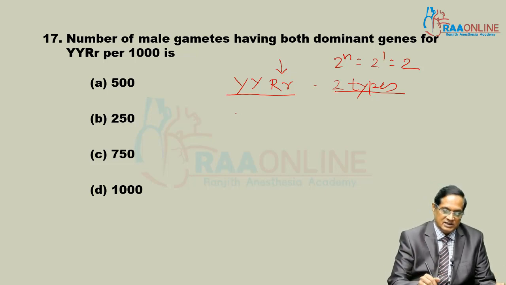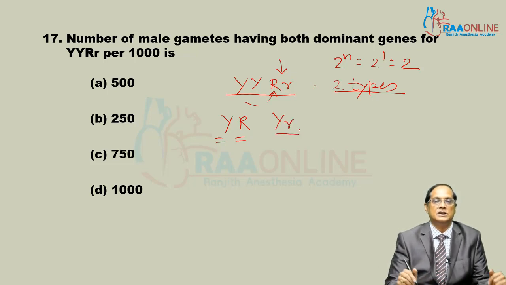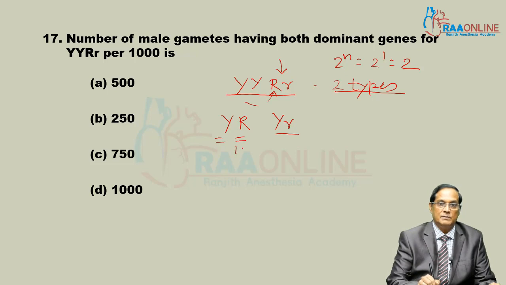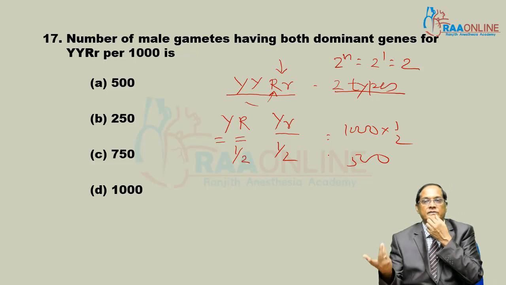Then let's see. Capital Y, in this combination, the first gamete is capital Y, capital R, that is, both dominant genes are there in the gamete. The second one is capital Y with a small r, and no other possibility is there. This type of gamete is produced in 1 by 2 and this type is in 1 by 2. So how many out of 1000 plants? Directly multiply and find the ratio. Answer is 500, that is 50% of 1000 is 500.